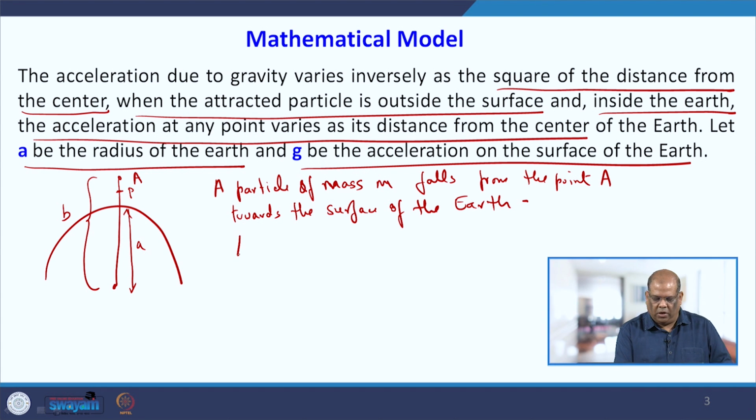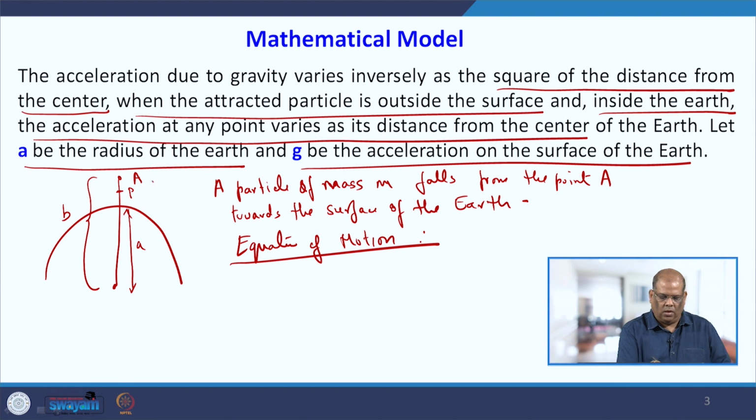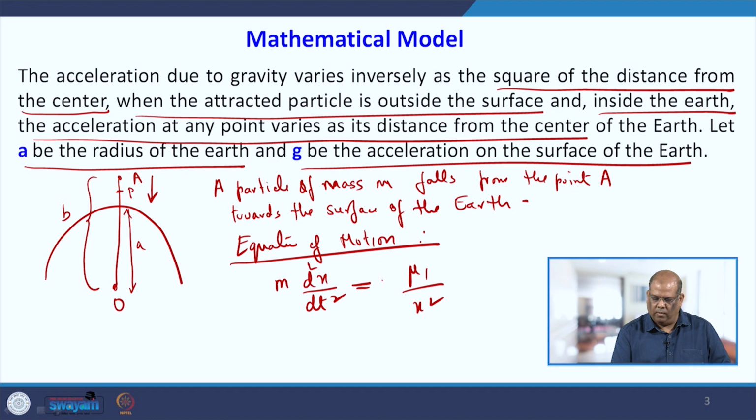So, now the equation of motion will be... it is falling in this direction, it is attracted towards the center O. So, the force is attractive. So, the acceleration, that is d²x/dt² multiplied by m gives you the force, and the right hand side is some μ1 by x² multiplied by mass with a negative sign because the force is attractive.